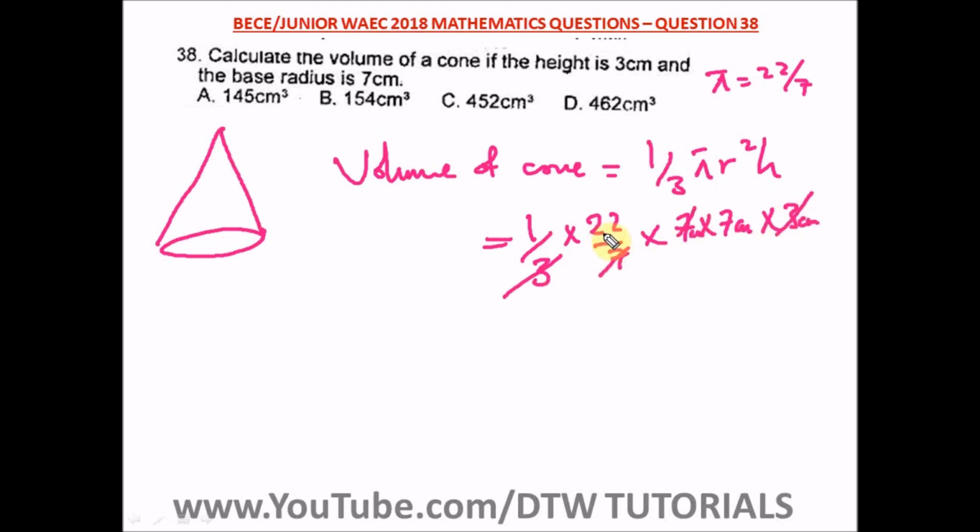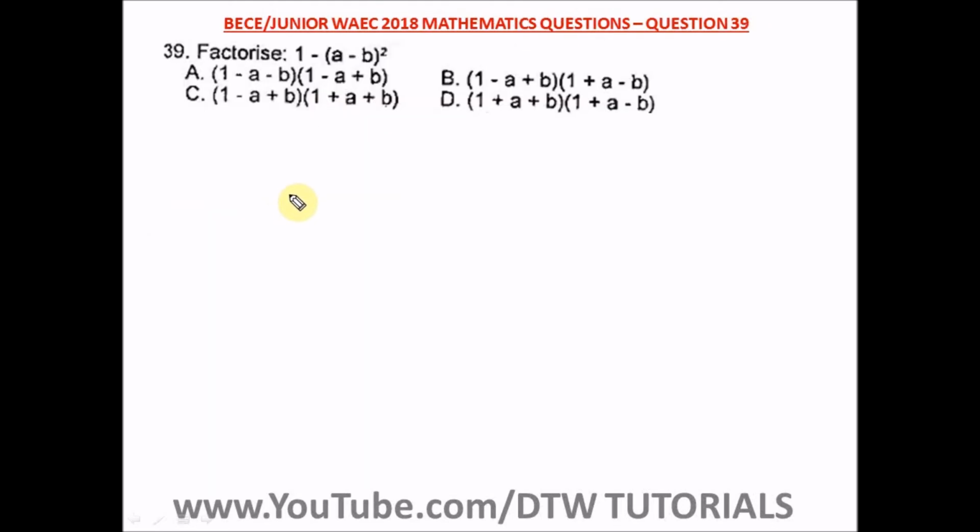What are we left with? We're left with 22 times 7. What would that give us? That will give us 154. And remember, our unit of measurement will be centimeter cube. So this is our answer, 154 centimeter cube. And our right option here is option B. Question 39 of the BECE Junior WAEC 2018 Mathematics Past Question.